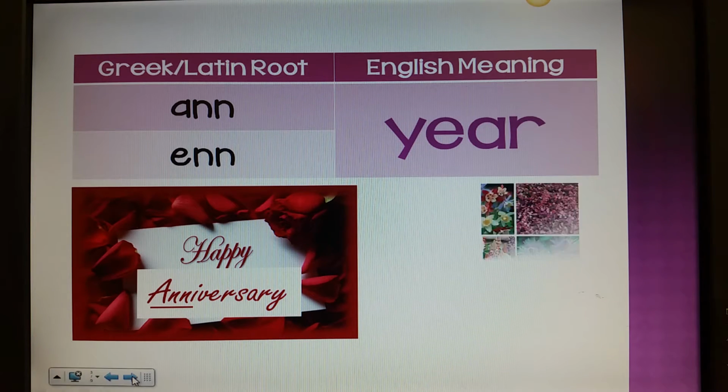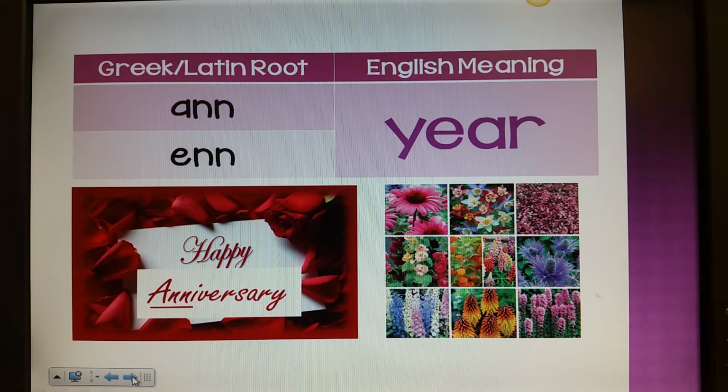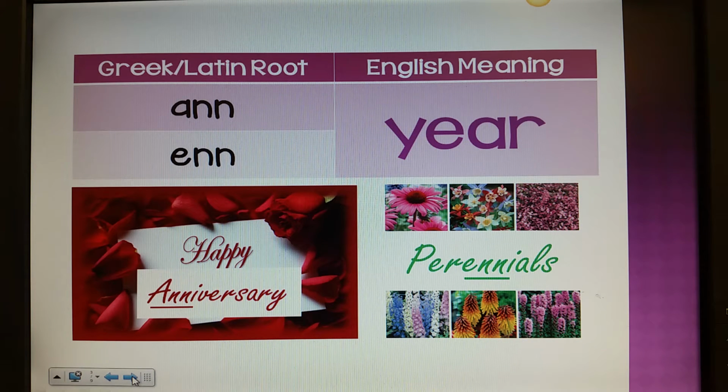Also, we have the word perennial. These flowers are all perennial flowers. So the E-N-N in perennial reminds us that these flowers will bloom yearly, over and over and over, continuing every year. So we have the examples anniversary and perennials.